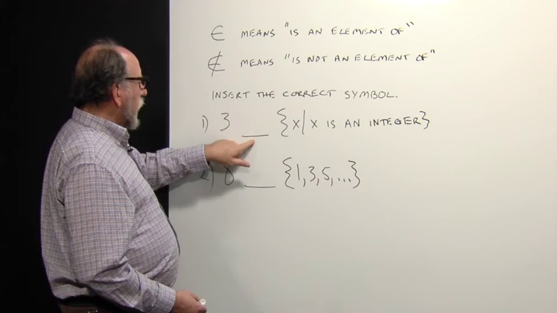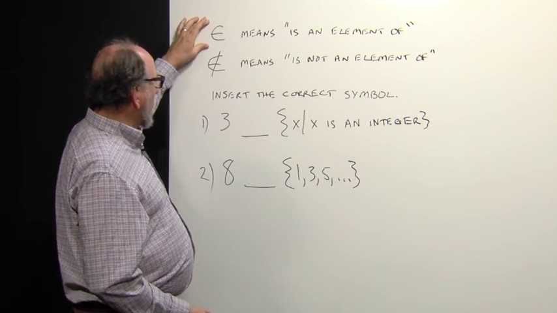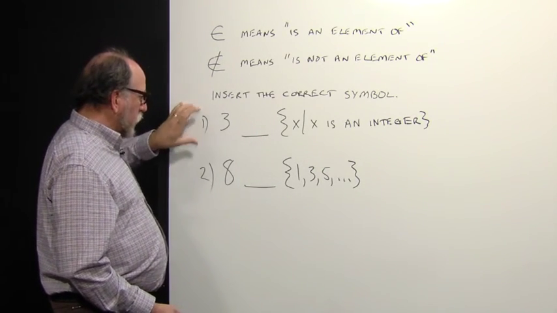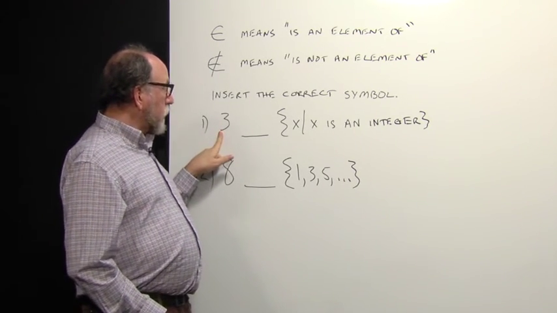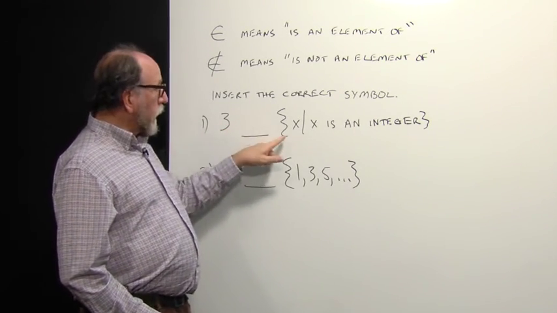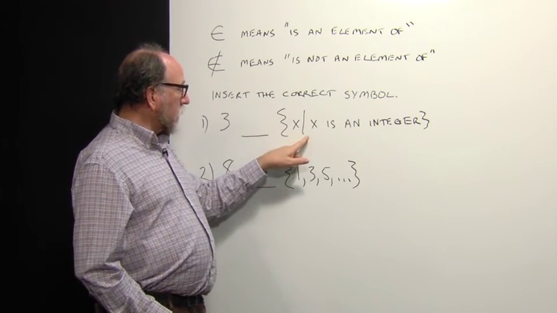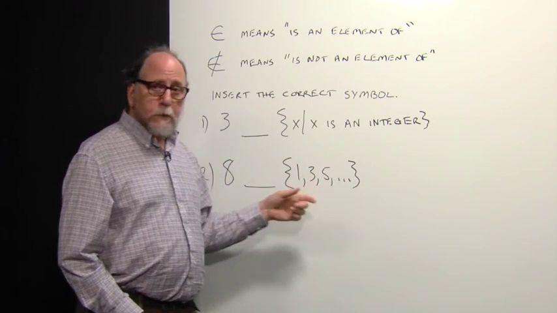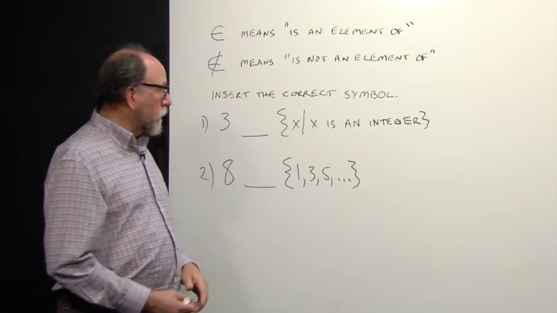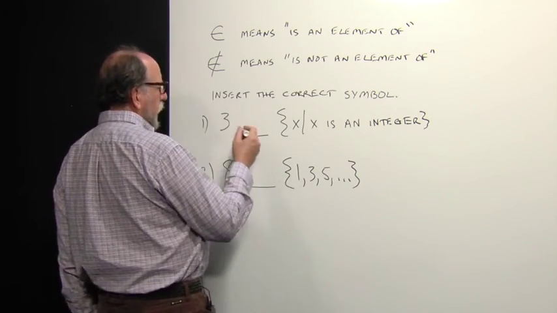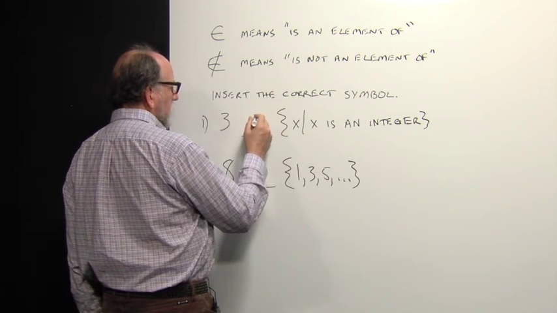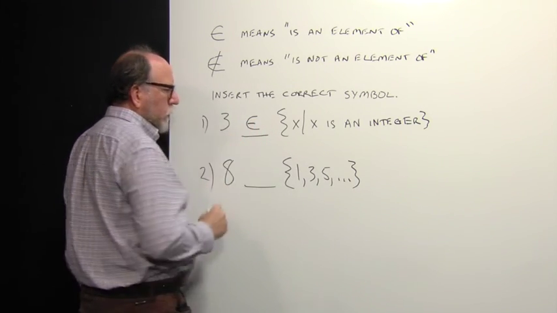So we're going to fill in the blank, insert the correct symbol, either is an element of or is not an element of for these two questions. First one says, is or is not 3 an element of the set x such that x is an integer? Basically, it's asking if 3 is an integer. And you'd say, yes, it's a whole number with a sign, it's a positive 3. It's even a whole number. So we'd put is an element in that blank.